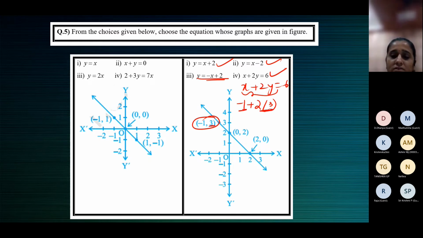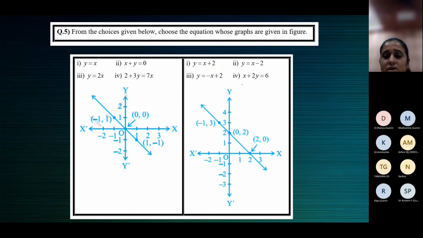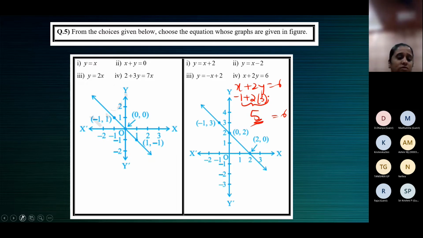But what is it on the other side? It's 6. Okay, you write what your answer is. If you write x plus 2y is equal to 6, what is -1 plus 2 into 3? The answer is 6 minus 1, 5. 5 is equal to 6? You're not getting it right. You should get 6, but you're actually getting 5. So the fourth one is also not possible.